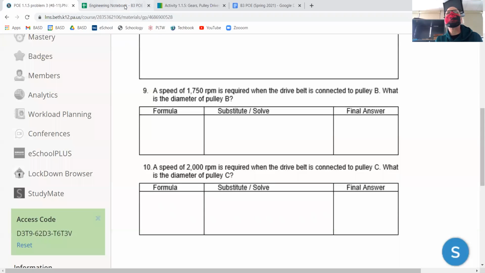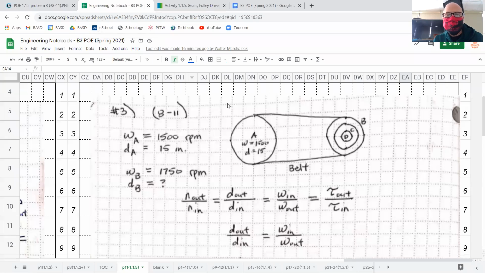Okay, so looking back at this picture, I've got the A driving the B. Don't worry about the C and D right now. C and D aren't even part of it. The B is the one with the belt on it. And they did give me 1,750 RPM for the angular speed of the B portion of the pulley. And that is W sub B for angular speed.